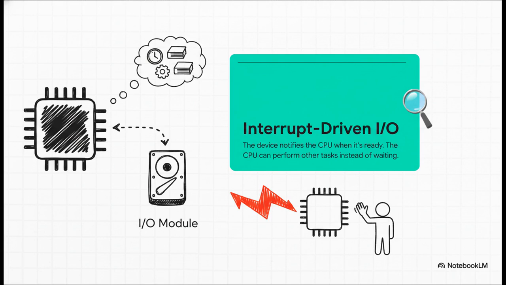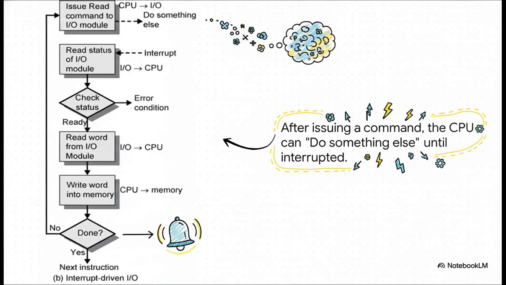Suddenly, the CEO is free. They can go work on other, more important things. Then, when the device is finally ready, the I/O module sends a little signal, an interrupt, to get the CPU's attention. And again, the flowchart tells the story. You see that little path there that says "do something else"? That, right there, is the magic. That's the game changer. After giving the order, the CPU is no longer trapped in that useless loop. It's free to be productive until it gets that tap on the shoulder.